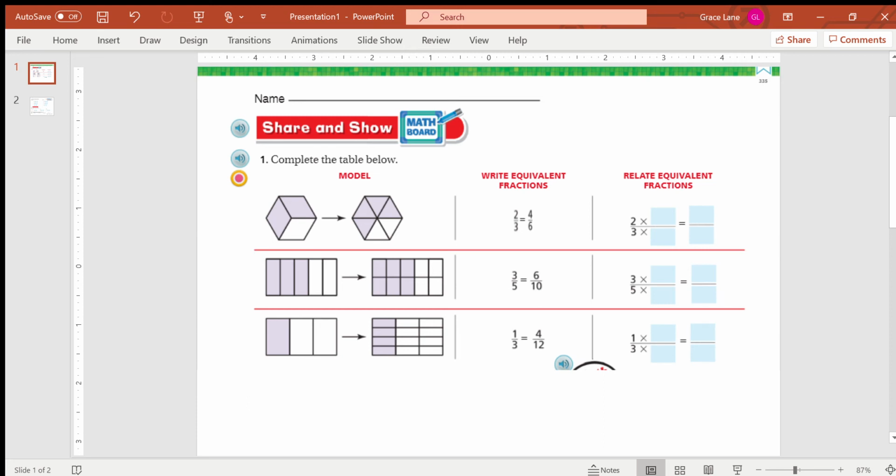Hi guys, welcome back. We're on lesson 2 today in chapter 6. We're talking about equivalent fractions again. So remember that means fractions are equal to each other.